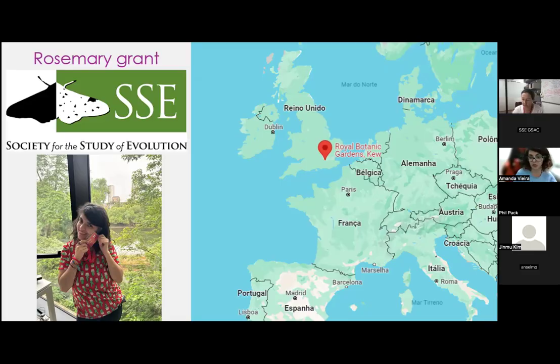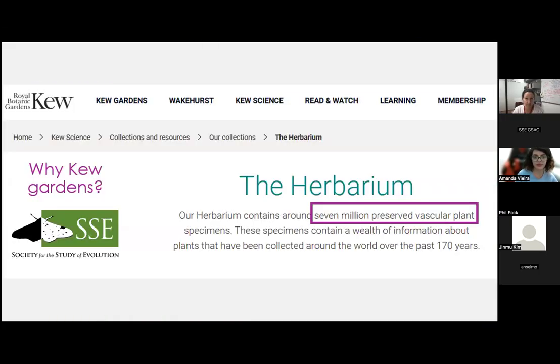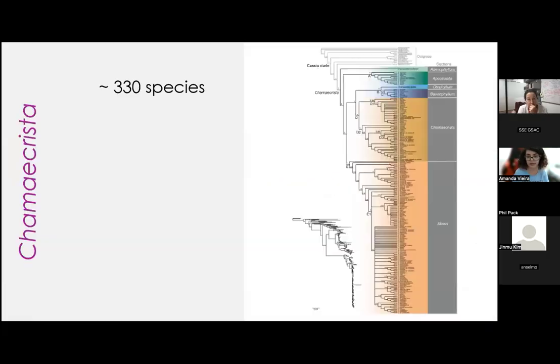To answer these questions, I went to the Royal Botanic Gardens, Kew, where I stayed for 2 months. I just came back from there in September. They have a huge amount of plants there. It's the second largest herbarium on Earth. They have 7 million preserved vascular plants.